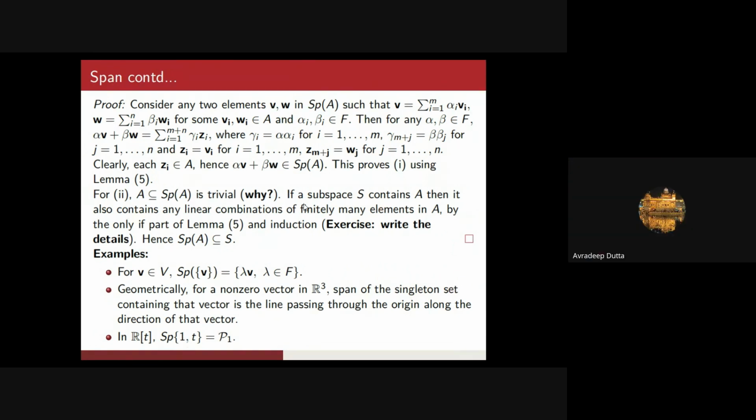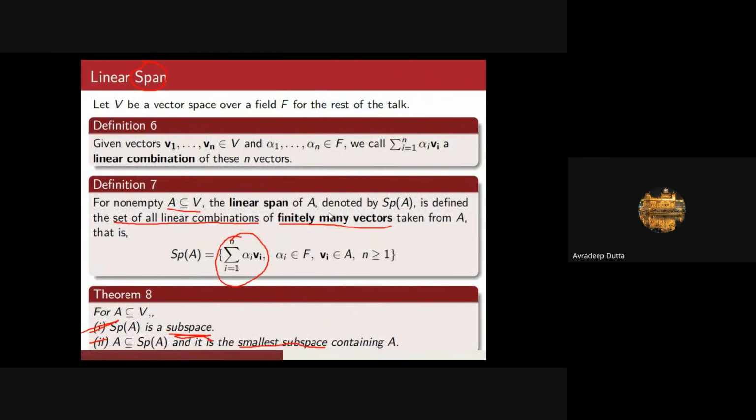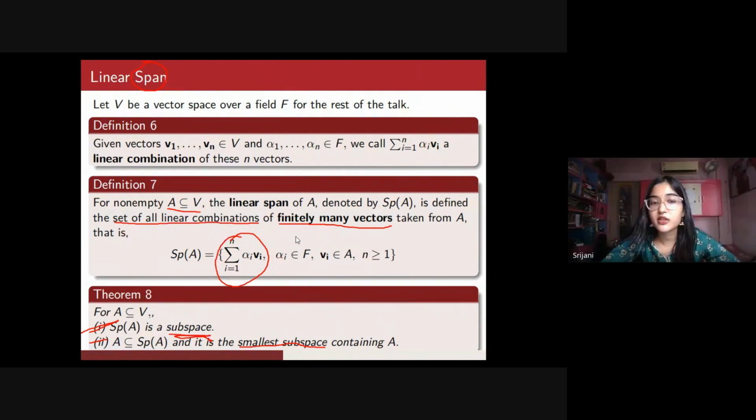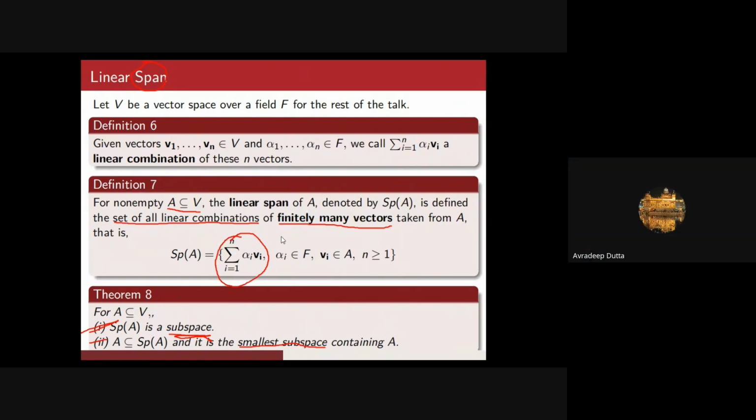Ma'am, a question. In the definition, we say we only combine a finite number of vectors at a time. So what will happen if we try to combine an infinite number of vectors instead? The sum may not be defined. So I guess because we cannot define that sum, it will also break the vector space.